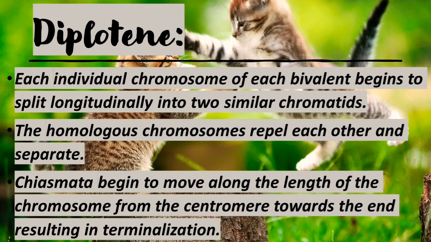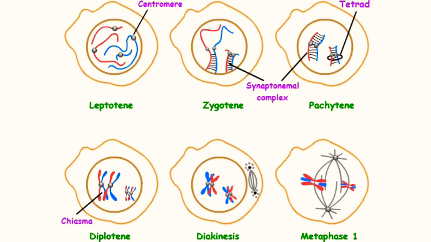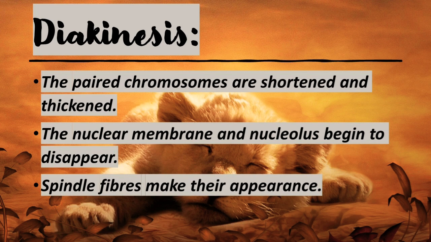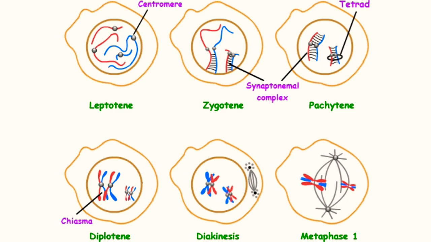Then the chiasmata begin to move along the length of the chromosome from the centromere towards the end, resulting in terminalization. Then we pass on to diakinesis. The paired chromosomes are shortened and thickened. The nuclear membrane and the nucleolus begin to disappear. Spindle fibers also reappear or make their appearance.